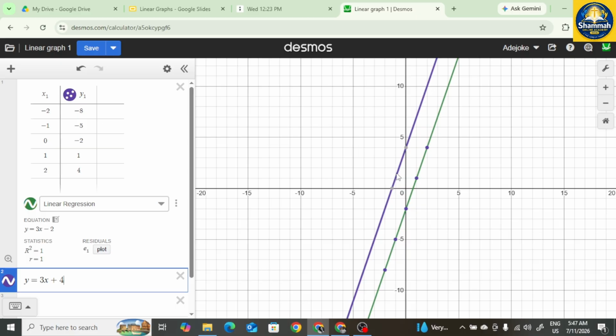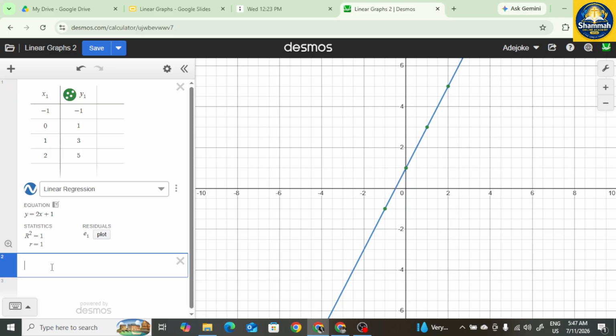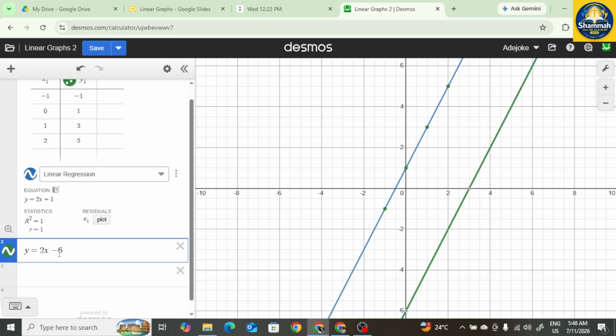Can you see that both lines do not meet? They do not cross at any point in time. Okay, so this is what we call parallel lines. Let's do the same for the other graphs. So for this equation, the equation is y equals 2x plus 1. Now let's make up a parallel line for it. All right, so let's add y equals 2x minus 6.